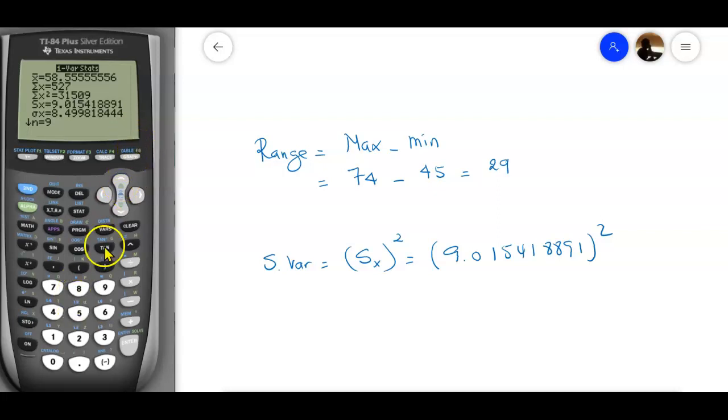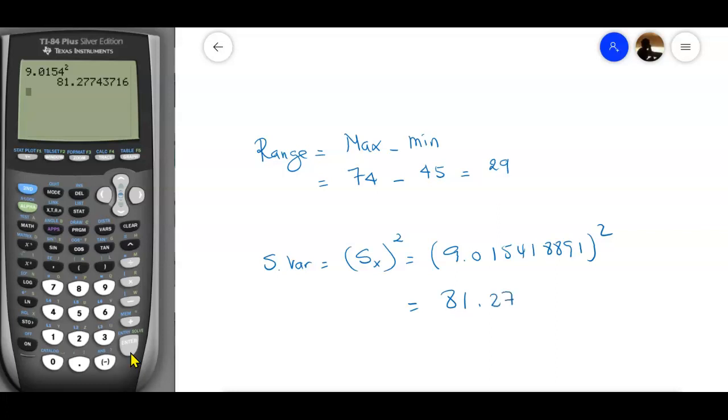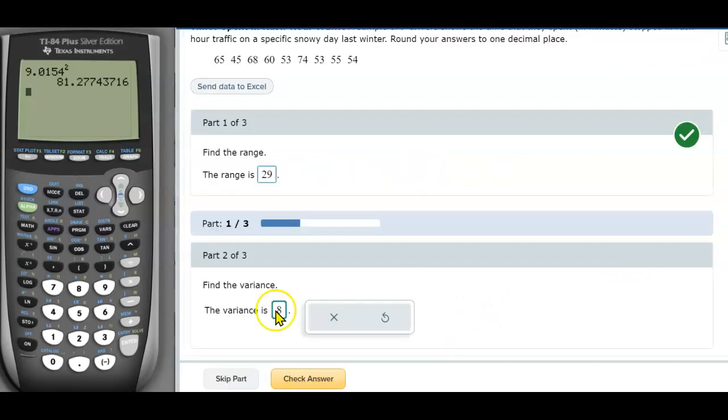Now, I'm going to go back to the menu. You're going to type 9.0154, it should be enough here, and then square it and enter. So this is going to be 81.27. And I want to round to 1 decimal place, so this is going to be 81.3. All right, okay, let's plug it in. 81.3. Check it.